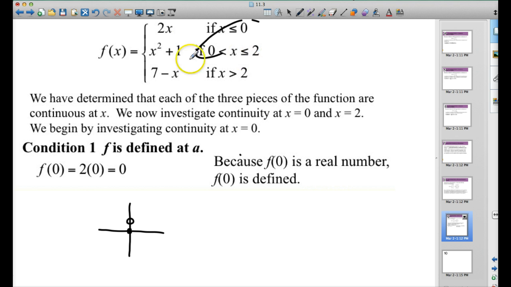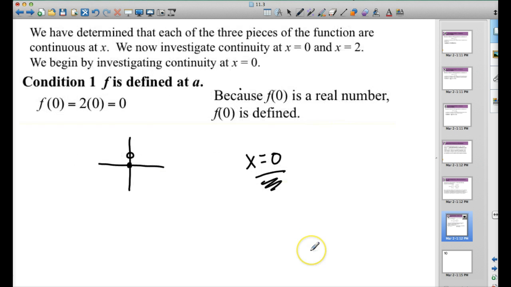Now, if we look at 2, we plug in 2 here, we get 4 plus 1 is 5, and 7 minus 2 is 5. Both of these equal the same thing, so it is continuous there. So the only point of discontinuity is at x equals 0. There's a discontinuity there. And that finishes off the section.